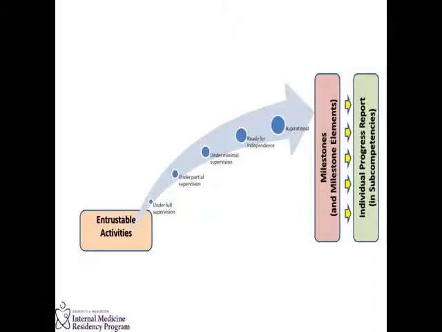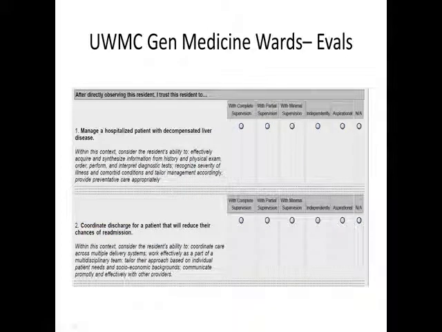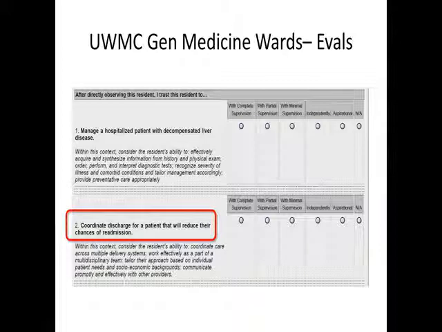Let's go back to the evaluation form that I previously showed. We'll focus for the next slides on the second evaluation item, which asks how much trust and supervision is required for the resident to coordinate discharge for a patient in a way that will reduce their chances of readmission.